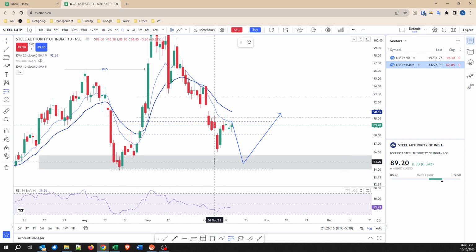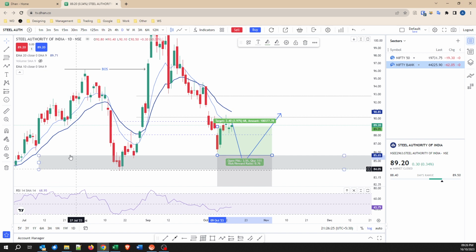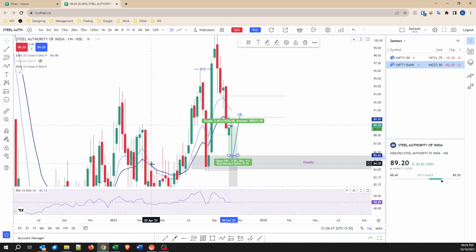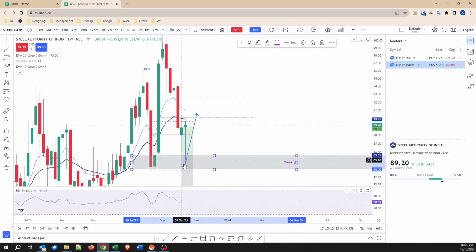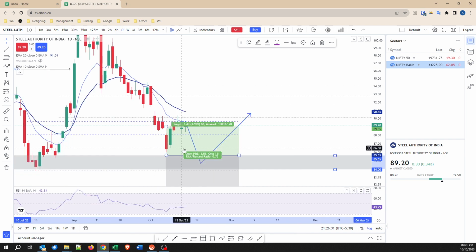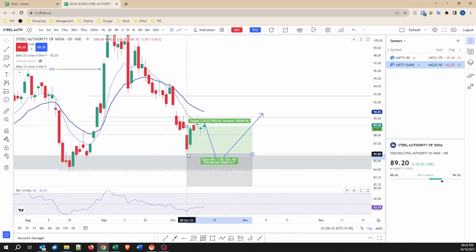So my entry is somewhere around here. Entry can be here, 85.1, but I moved a bit aggressive, and since this is the weekly demand zone, on weekly, let me show you. Since this is the weekly demand zone, I don't want to be too conservative with this, so I placed it at 85.7. But if you want, you can also place it at 85.1.